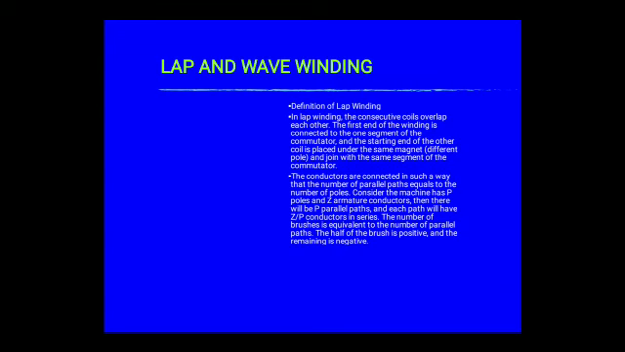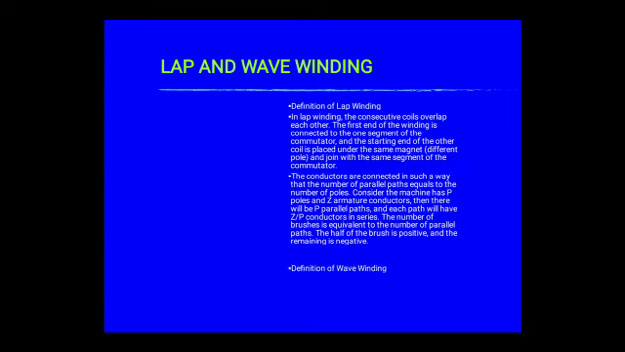In case of lap winding, the number of parallel paths or parallel lanes equals the number of poles. That means in lap winding, A equals P. If the number of poles is increased, then the parallel paths also increase. And where is the lap winding used? In low voltage, high current generators, the lap winding is used.